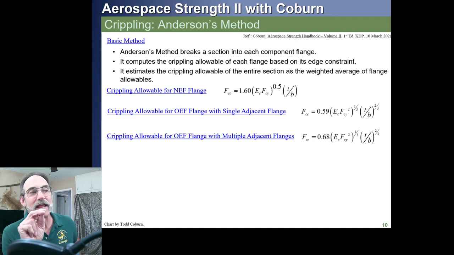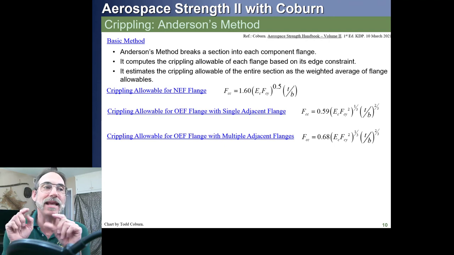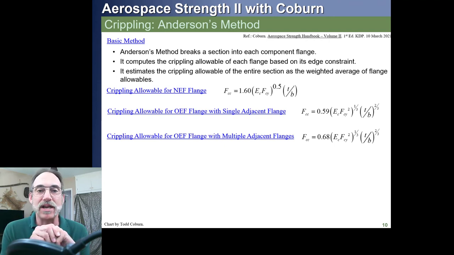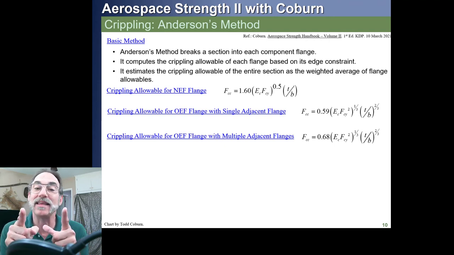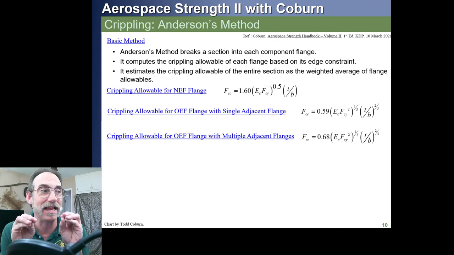So for every flange that has no edges free, what does no edge free mean? That means the flange is attached to something at both ends. If a flange is attached to something at both ends, then use this first equation. You take the thickness over the length ratio, where that length is midplane of adjacent flange to midplane of adjacent flange, and you plug and chug, and then you have the allowable for that flange.